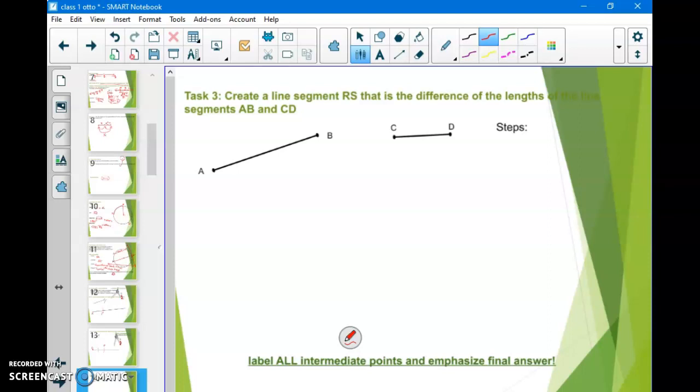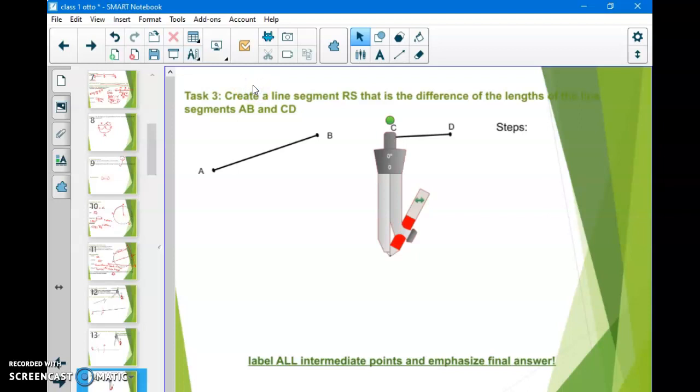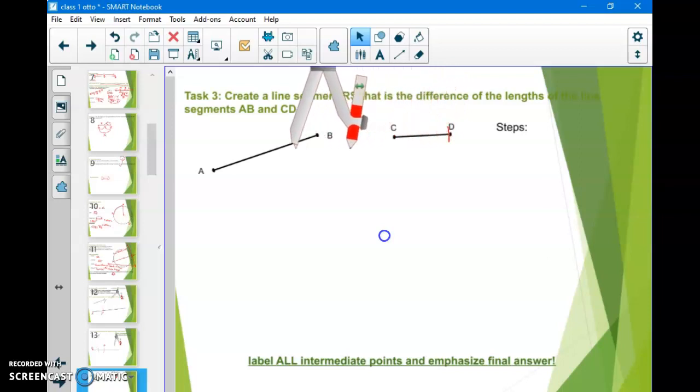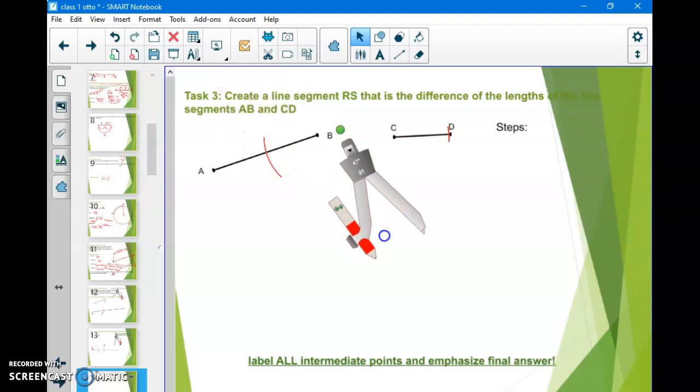First thing we're going to do here is create a line segment RS that is the difference of those lengths. So instead of copying those, I'm going to copy the length of this shorter one. Get that length. And then if I'm going to find the difference, I'm going to need to subtract that amount from the longer one. So I'm subtracting that off.